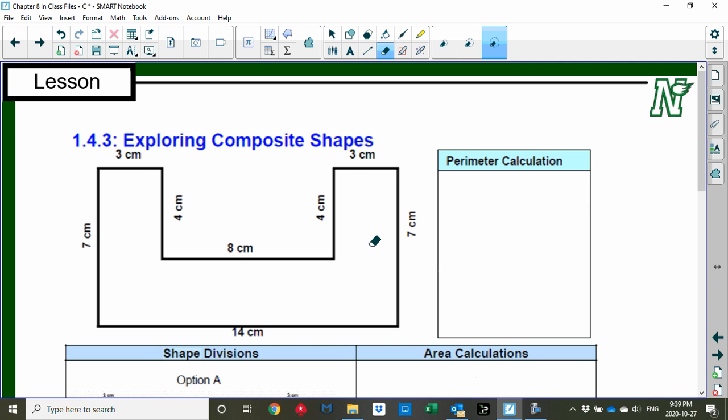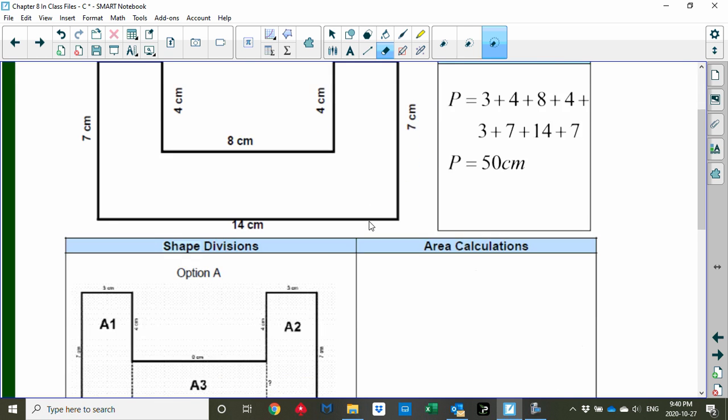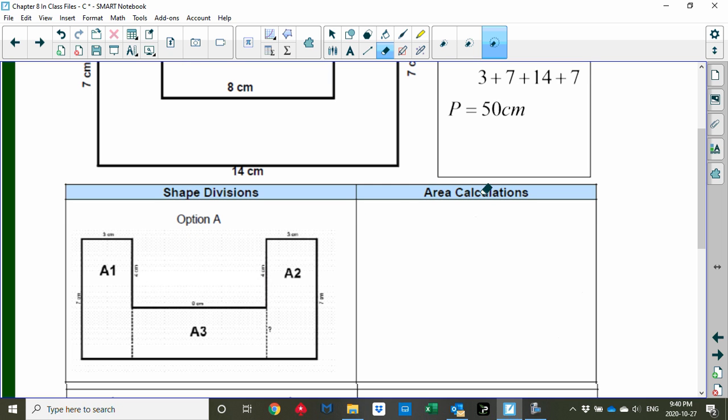So given this shape here, if I were to ask you to calculate the perimeter, just add up all the outside, and I got 50 centimeters. Okay, 7 plus 14 plus 7, 3, 4, 8, 4, 3. Add them all up, you get 50. But when we calculate the area, we do each individual rectangle. I broke it up going down here, and I've got 1, 2, 3 rectangles.